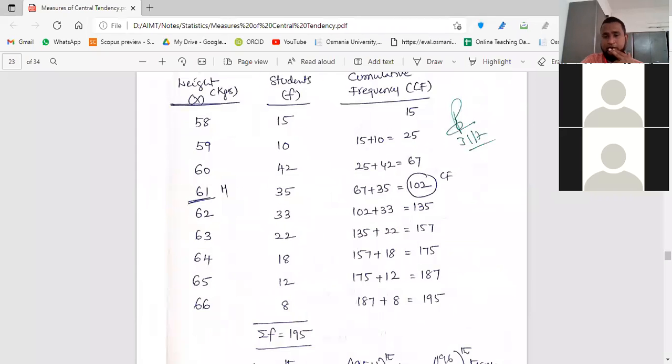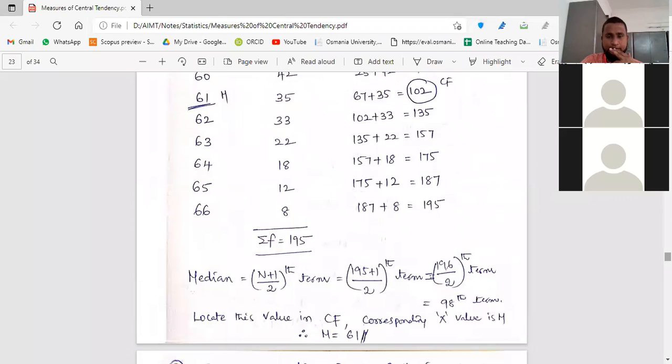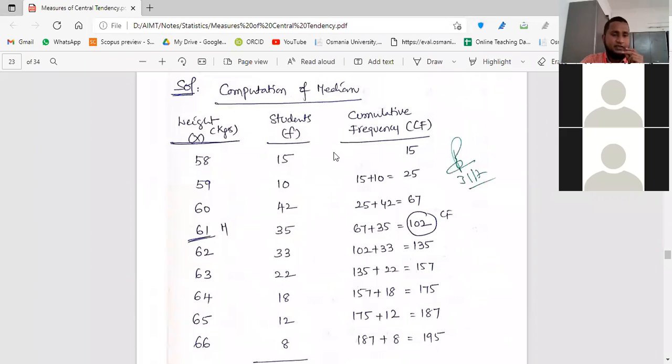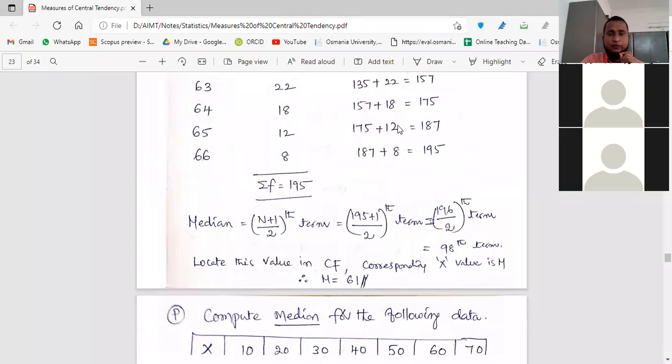Students. So here you have to find out the cumulative frequency. When data is given in terms of discrete series, you need to find out the cumulative frequency. Cumulative frequency means you have to add all the frequency values consecutively. First is 15. Second means 15 plus 10, 25. Third is 42, that is 25 plus 42, 67. Next, 35, so 67 plus 35, 102. So like that you have to find out cumulative frequency.